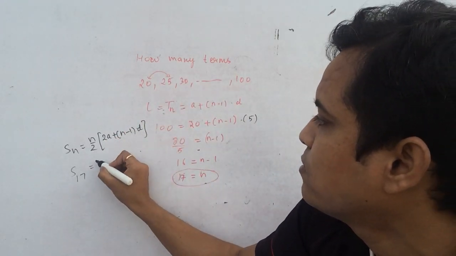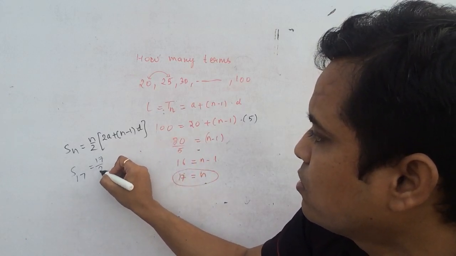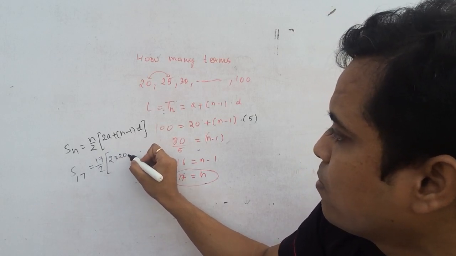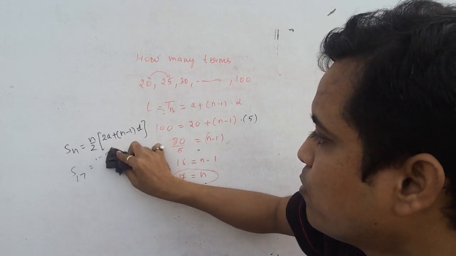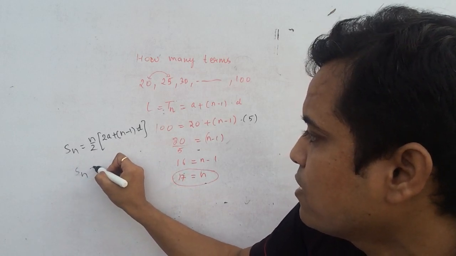So find out what is n. We have 17 here. 17 upon 2 into (2a, what is a? 20, plus (n minus 1)). You can either use one more formula here. I have the easiest one: Sn equals n by 2.